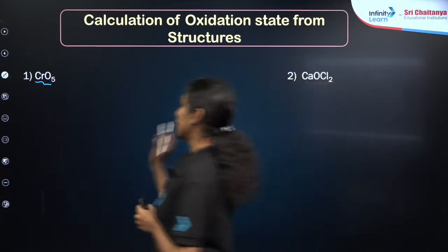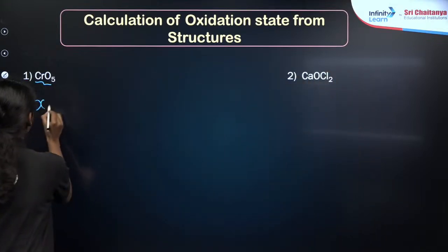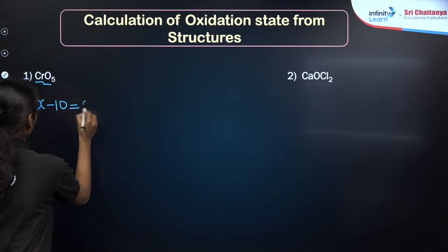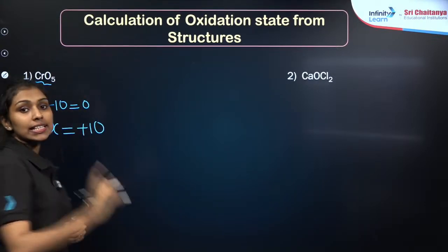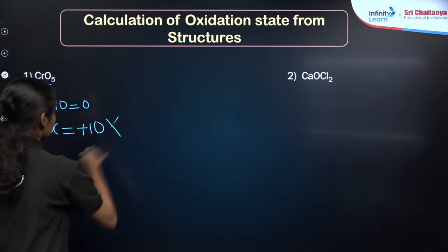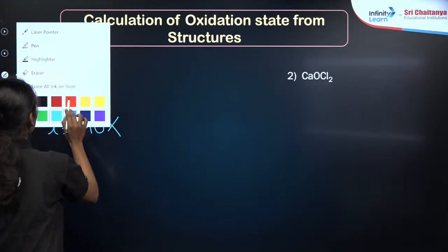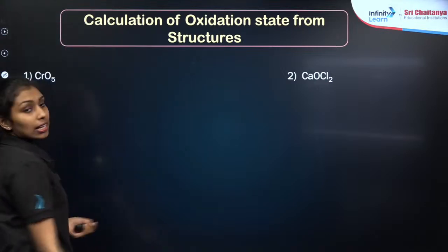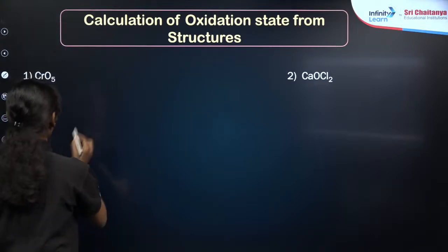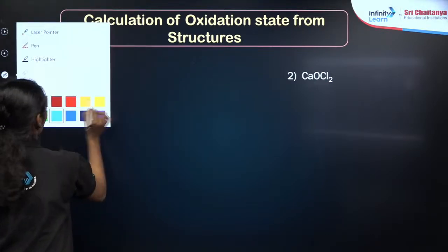Yes, 10, right? Simply, if I am taking x minus 10, that is equal to 0, which means x is equal to plus 10. But in actual practice, this is not the correct answer. This is wrong. Why? This is a special case in which we have to consider the structure of this particular compound, right? So I am writing here.